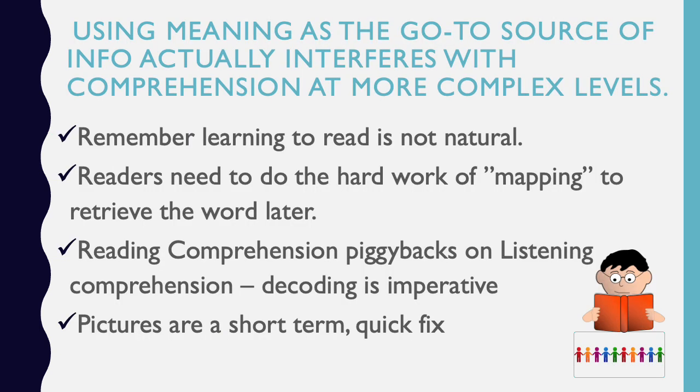Using meaning as the go-to source of information actually interferes with comprehension at the more complex levels. So I want you to think about this. It's kind of repeating what I've said, but maybe saying it differently, and maybe it'll click with you. So remember that learning to read is not natural. Readers need to do the hard work of mapping. So there's automaticity and they can retrieve the word later.